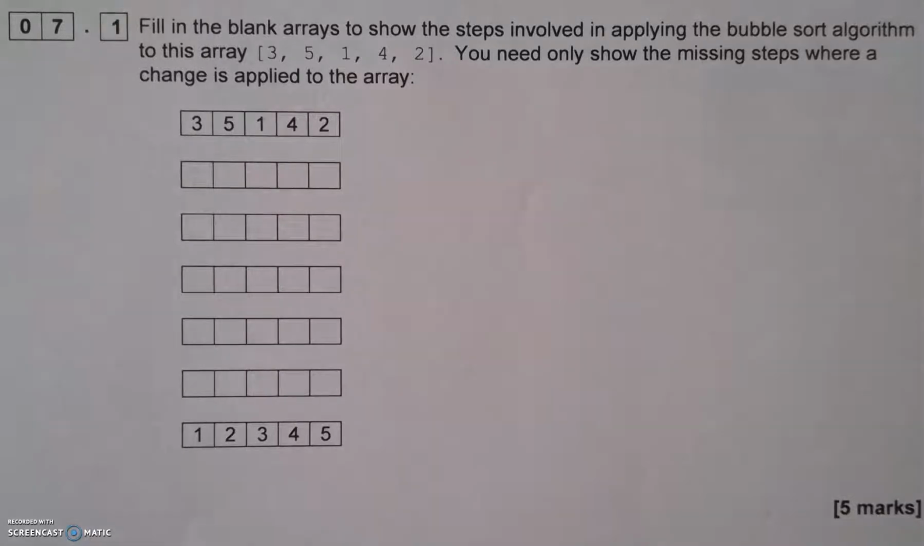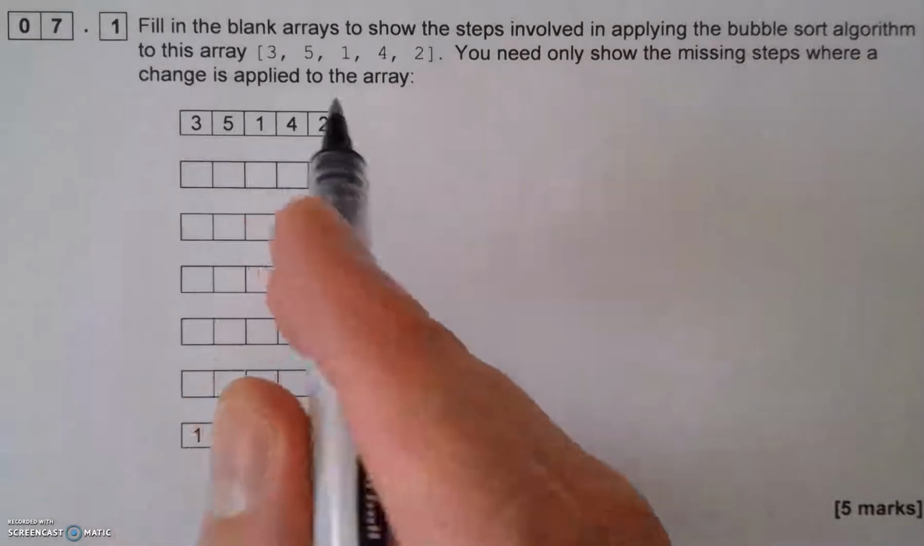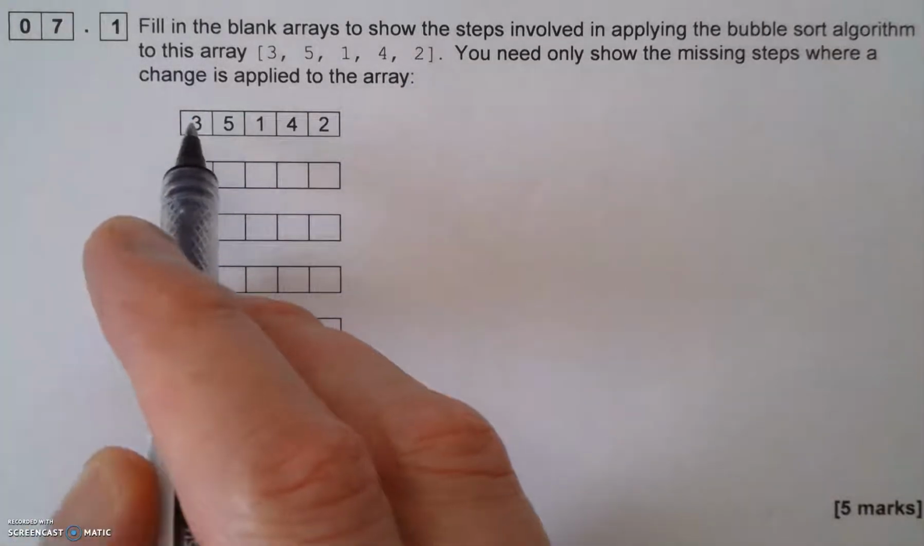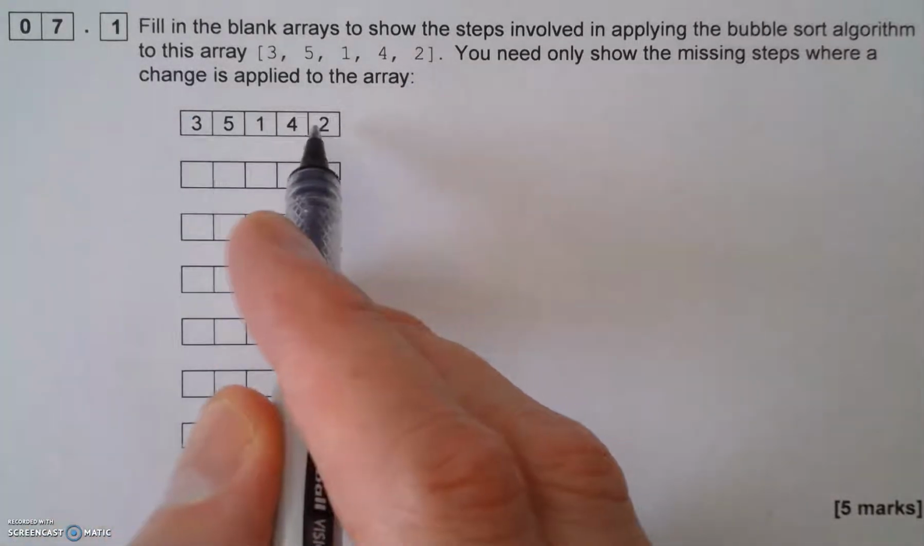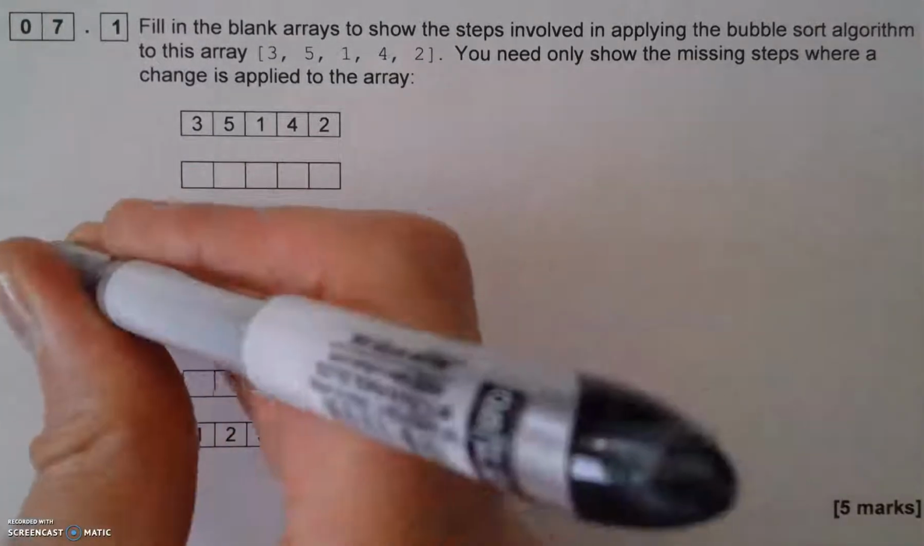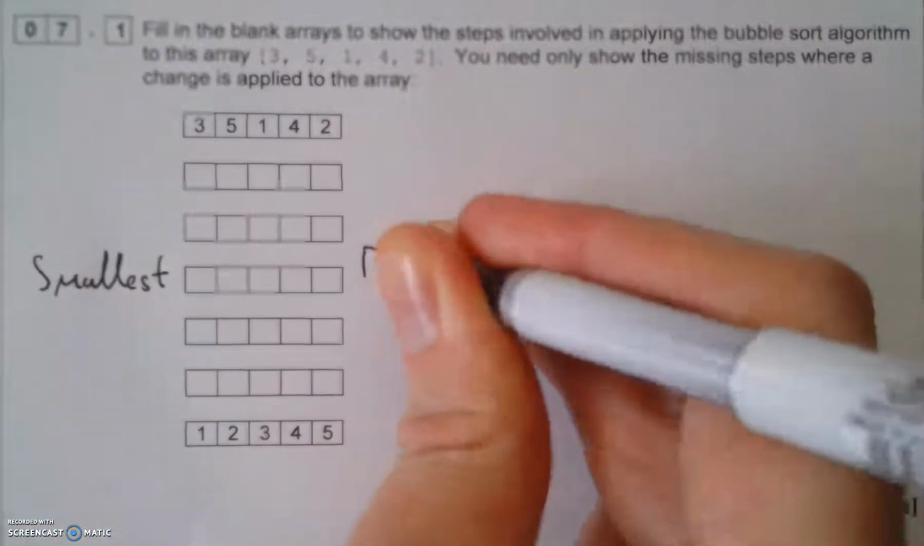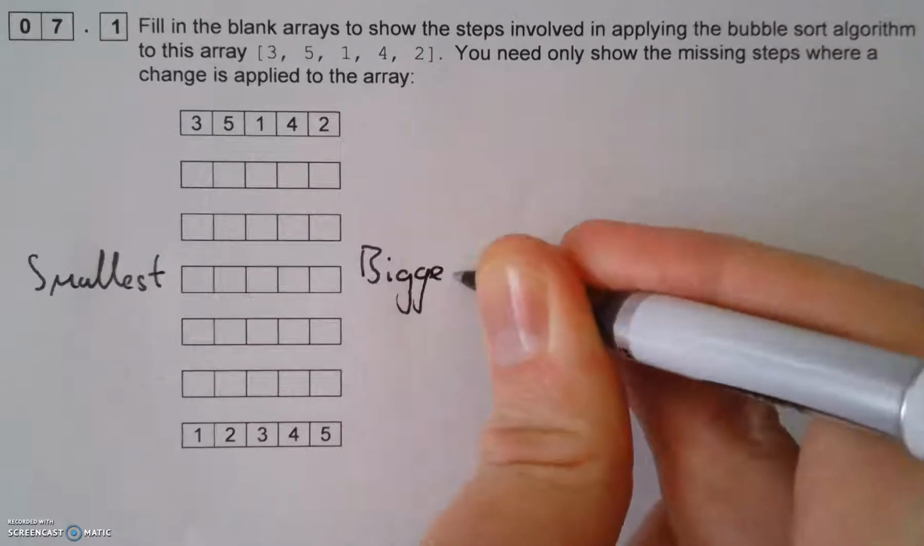In this video we're going to look at the bubble sort algorithm and apply it to this exam question here. So what I've got is an array of numbers and they need to get sorted so that they appear like this. The smallest is always going to be on the left hand side and the biggest number is on the right.